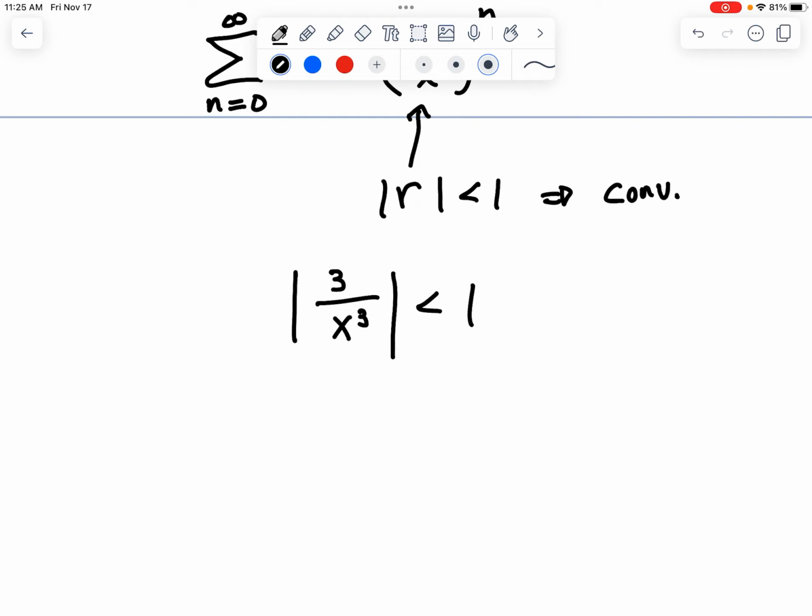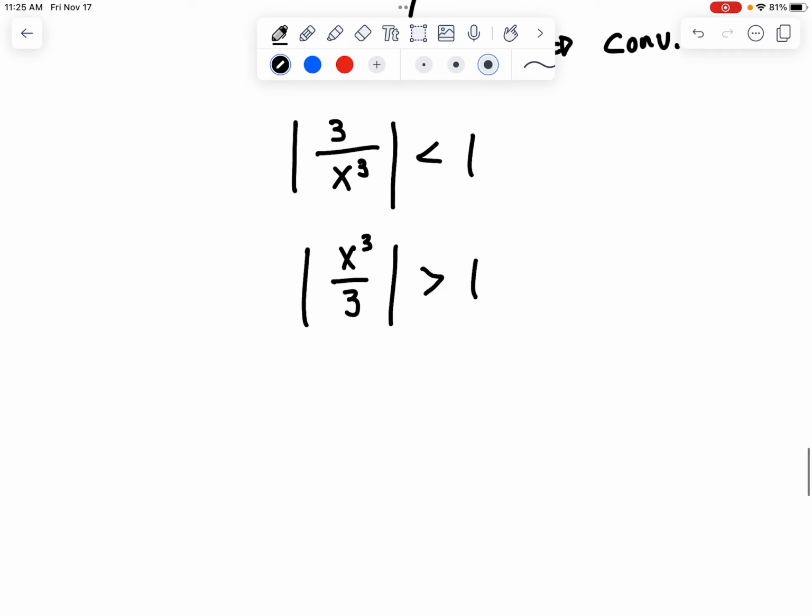So now I just need to do algebra to solve for x. So one way to do it is you could invert the fraction and make it x cubed over 3. That gets the x to the top. But then you also have to invert the inequality. And then when you want to take off the absolute value, you would have to say the x cubed over 3, perhaps it's a positive number, in which case you didn't even need the absolute value. So you say that is still bigger than 1.